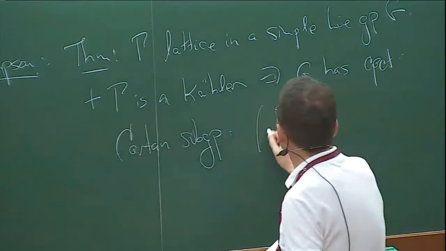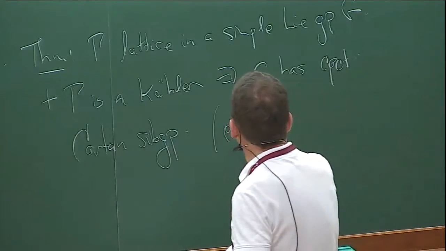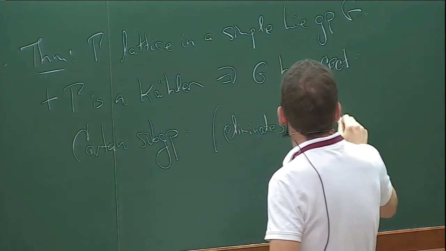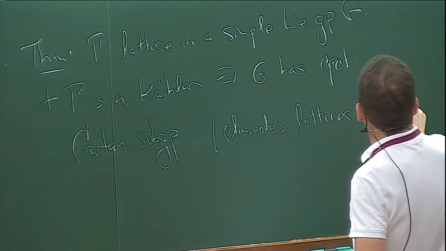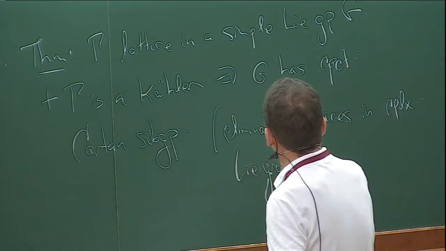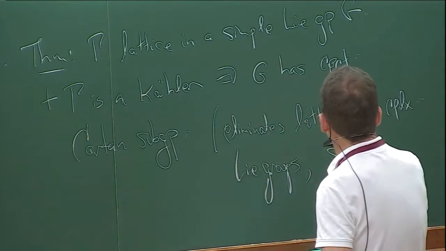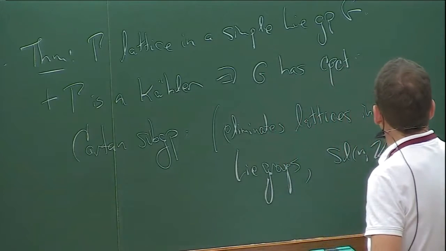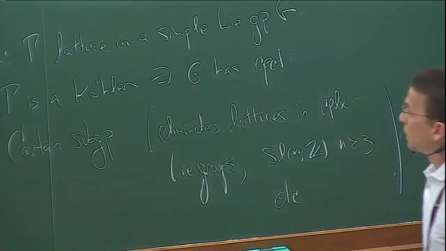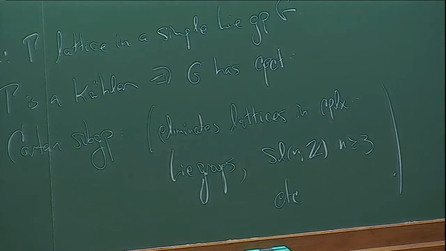So this condition eliminates lattices in complex Lie groups and, for example, SL(n, Z), n bigger than 3, etc. Okay, so there are many possibilities that come from this.